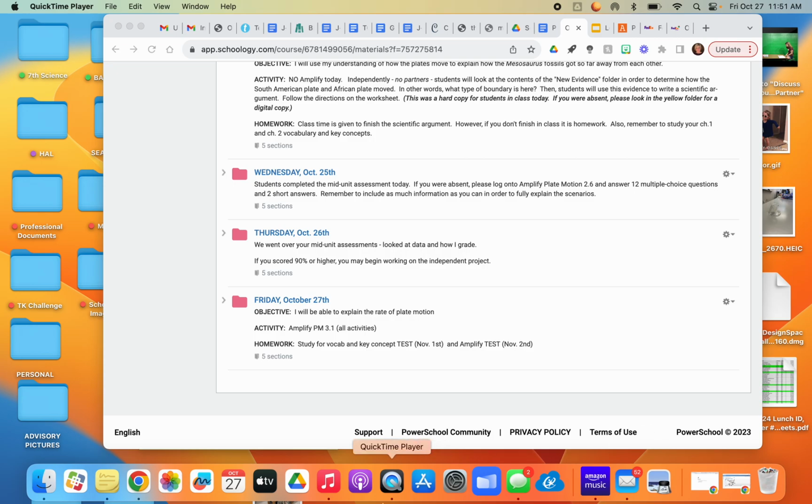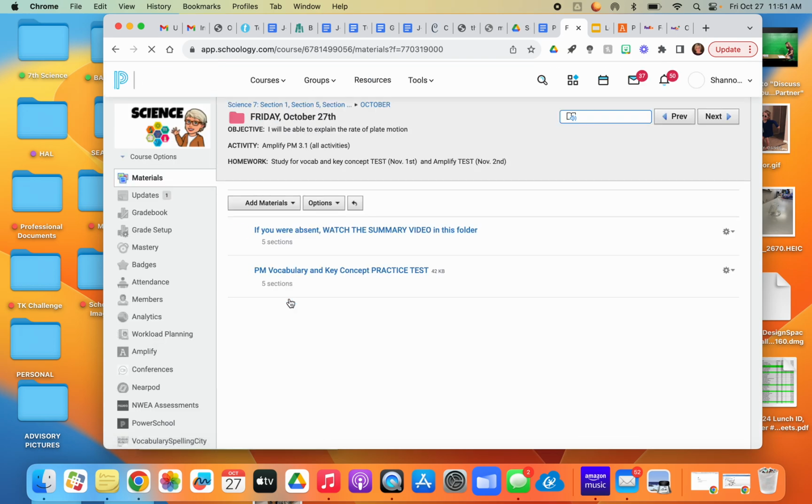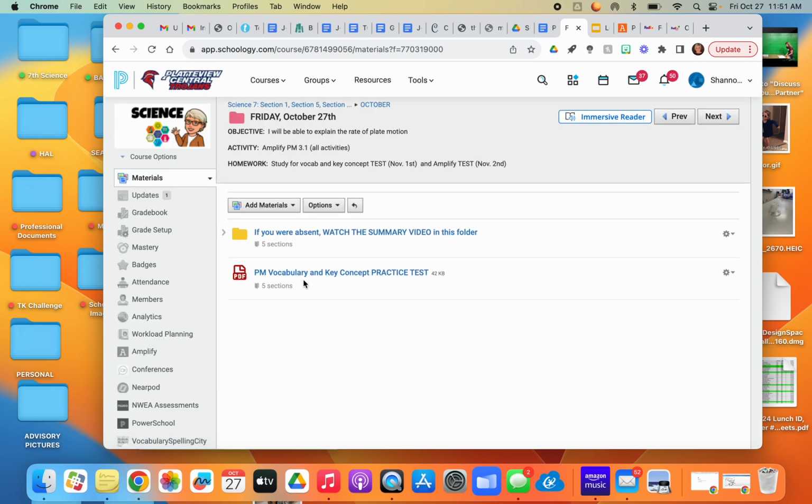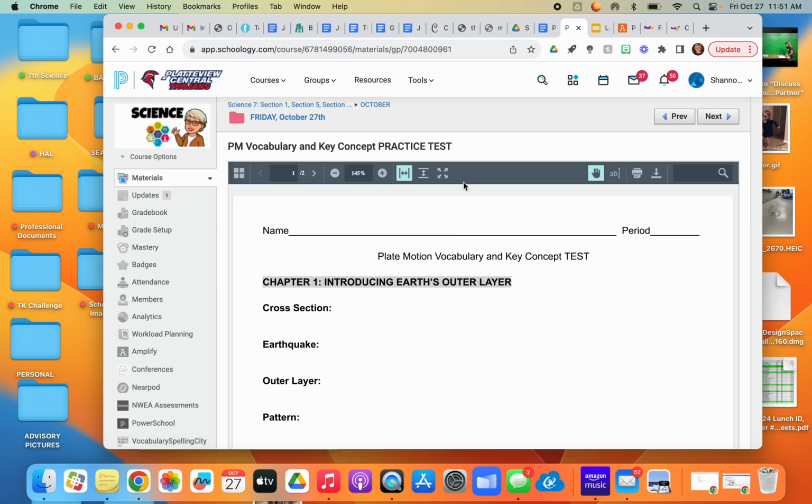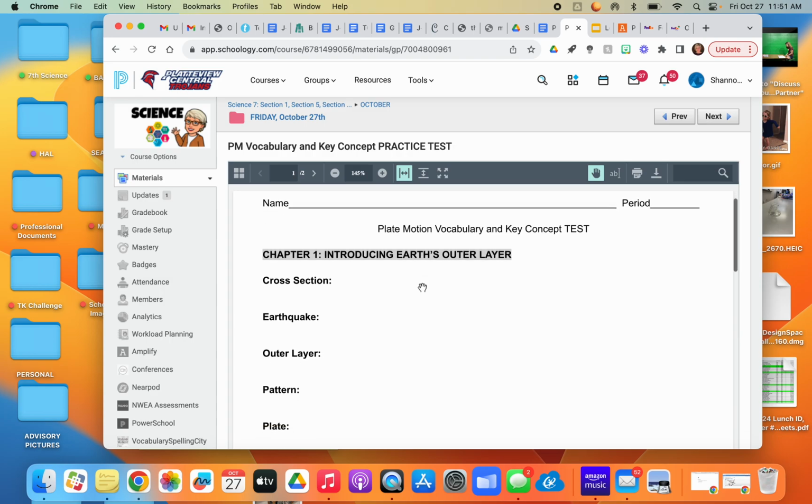on November 2nd. When you opened up this folder today, you probably saw that I have your plate motion vocabulary and key concept practice test here. Let me encourage you to put that in your notes. Use that to study for your test next week. I organized it a little bit differently, so let me explain that really quickly.